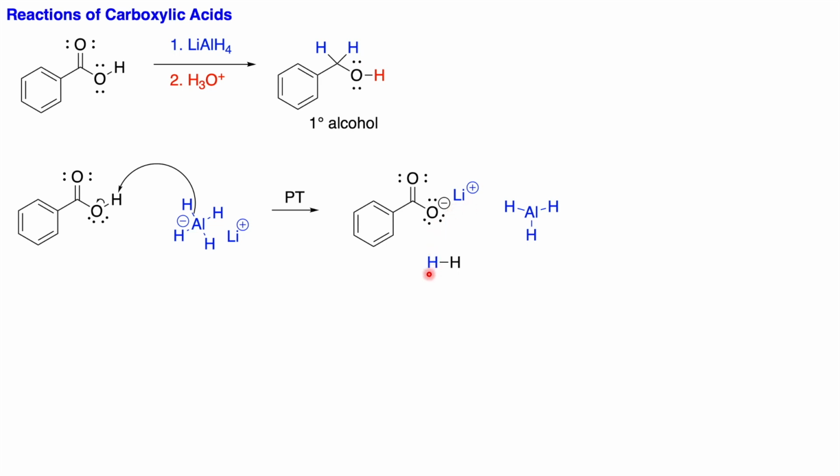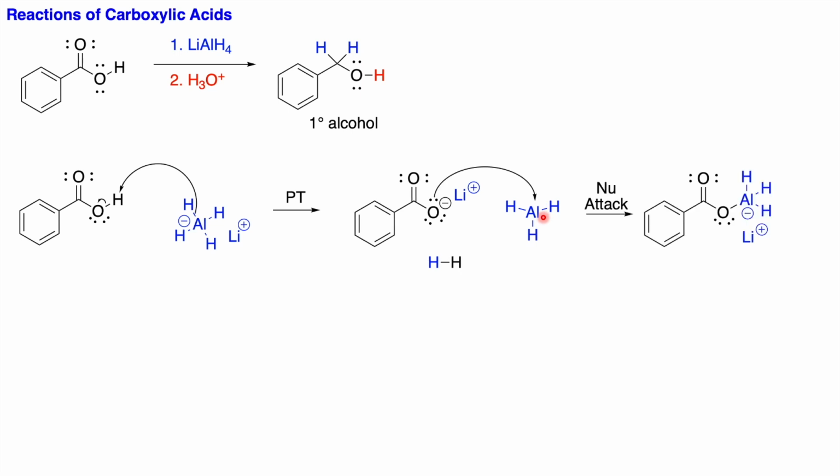The hydrogen from lithium aluminum hydride paired up with the hydrogen on the carboxylic acid to form hydrogen gas. So this is an irreversible process, and AlH3 is produced as a byproduct. This aluminum is electron deficient. It has an incomplete octet, so it can react with nucleophiles, and this electron-rich oxygen is a nucleophile, so it can attack the aluminum, forming this new oxygen-aluminum complex.